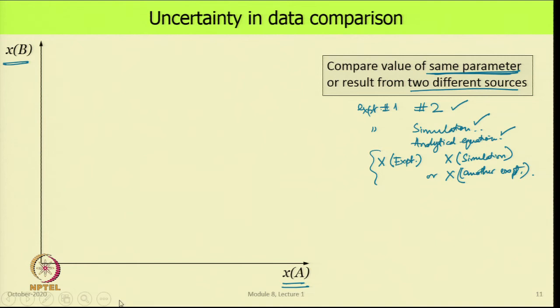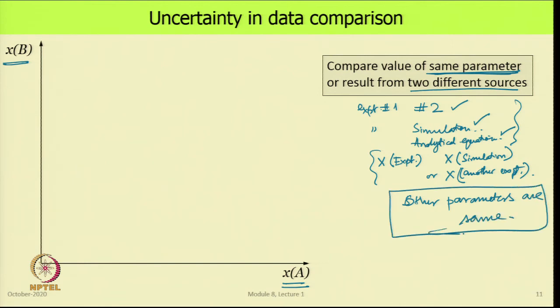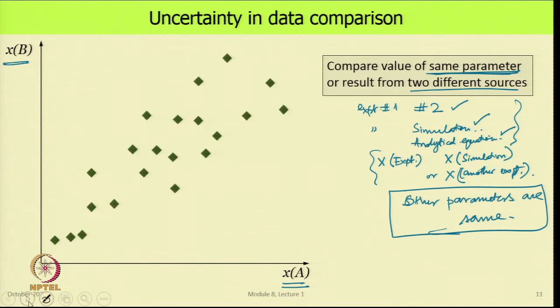And we plot the points assuming that all of these data that has been collected, where all the other parameters are same. No variation in that. This is very important. Otherwise, we will end up comparing apples and oranges. So, when we put all these points, they will look like this.